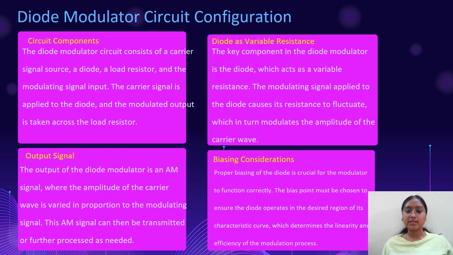Biasing consideration. Proper biasing of the diode is crucial for the modulator to function correctly. The bias point must be chosen to ensure the diode operates in the desired region of its characteristic curve, which determines the linearity and efficiency of the modulation process.